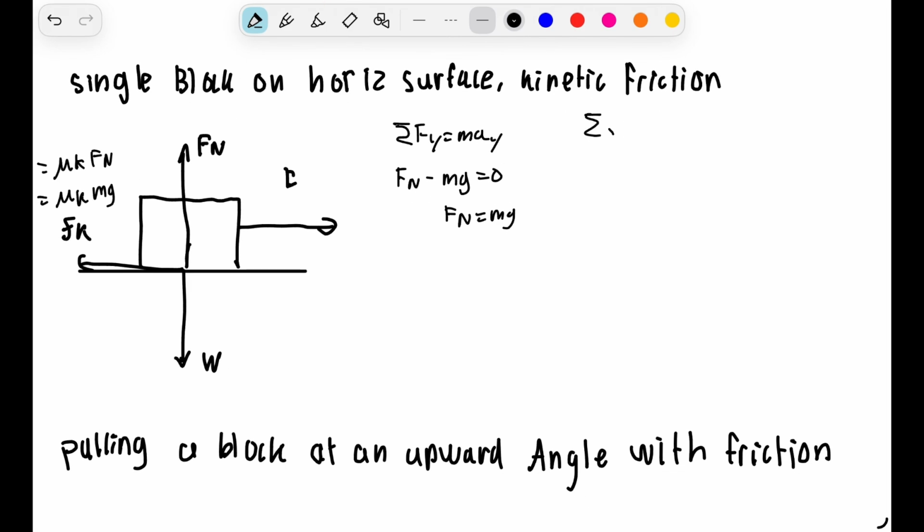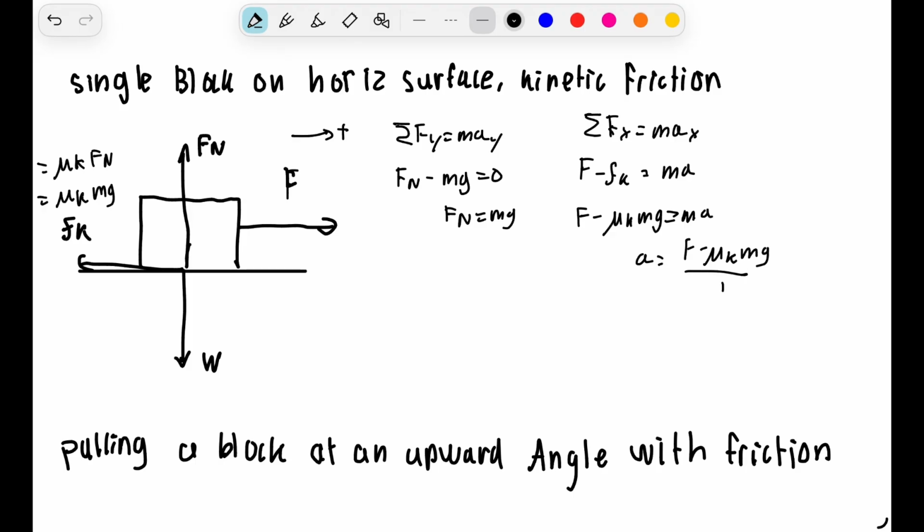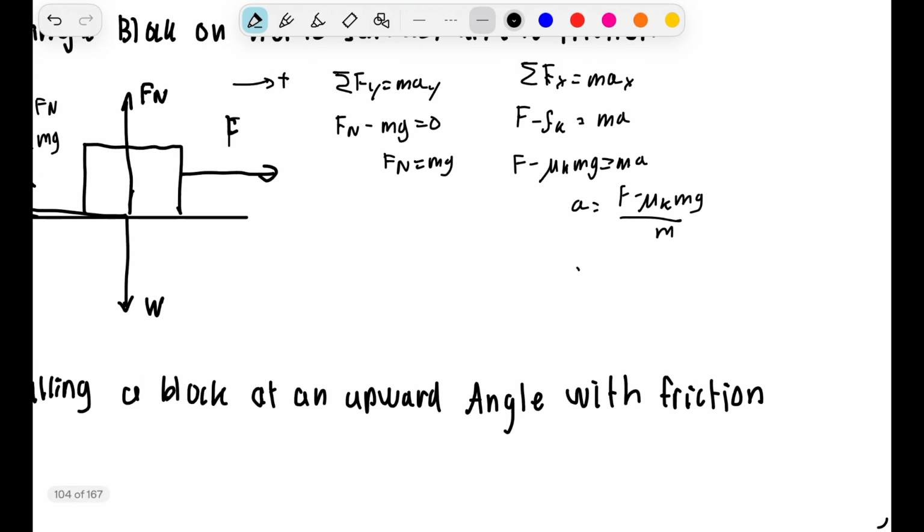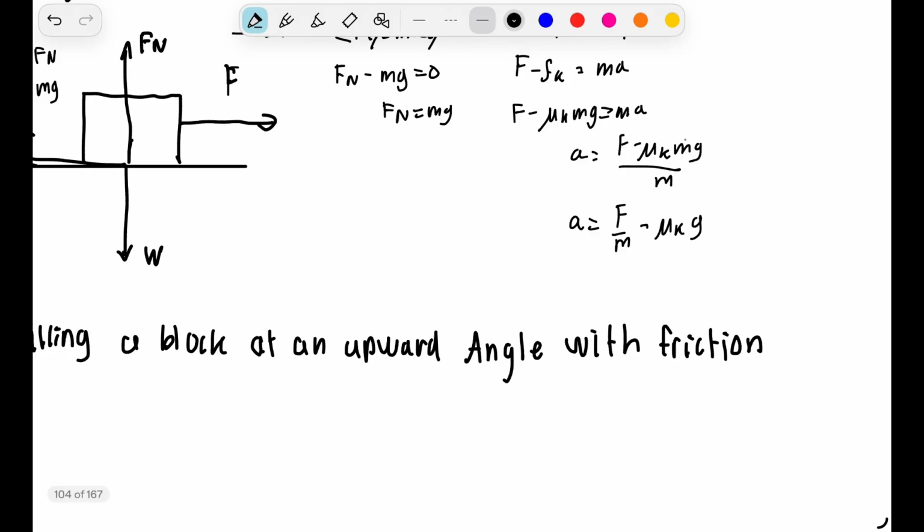So now in the horizontal direction, we have max. So you have the force that you applied in this direction. This is going to be your positive direction. And you have a force of friction acting in the opposite direction equal to ma. So you substitute in mu k mg, F minus mu k mg is equal to ma. So a is equal to your force minus mu k times mg, divided by m. So you could also rewrite this as a is equal to F over m minus mu k times g, because you can cancel out that m from that second term.